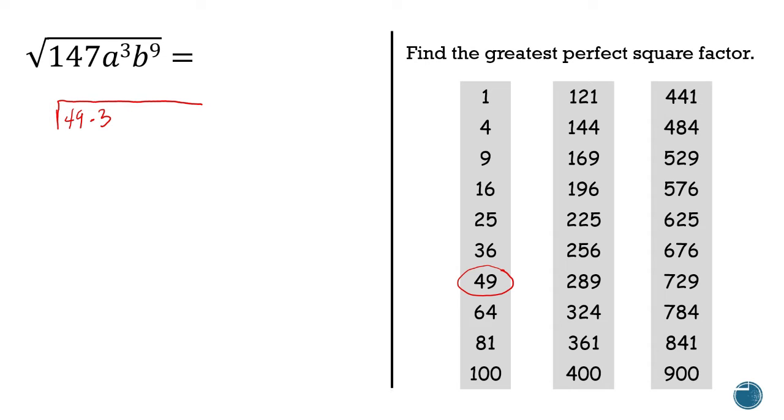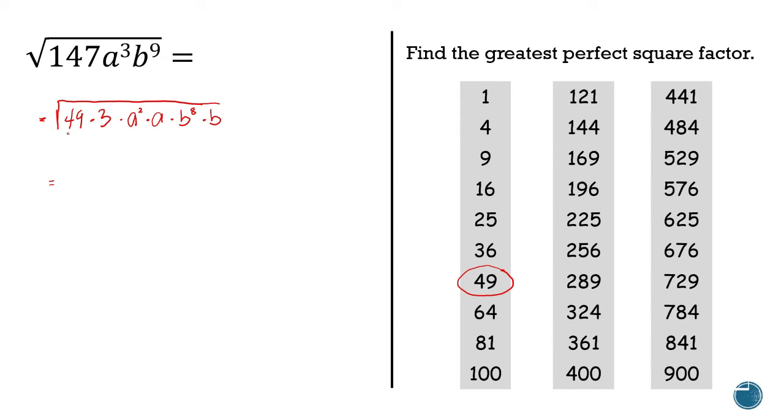Now, a raised to 3 and b raised to 9 are not divisible by 2, right? If we divide 3 by 2, there will be a remainder 1. So what I'm going to do here is I will do this. A squared times a. That will be the remainder. So I want my exponent to be an even number so I can divide it by 2, right? Same way with that b raised to 9. So b raised to 8 times b. All right. Now I can simplify this.